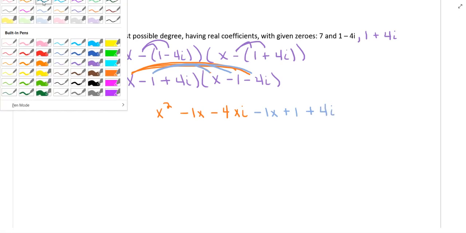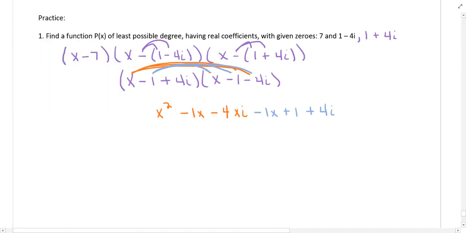Okay, then we will do the 4i. So you've got 4i times x. That's going to give us a positive 4xi. 4i times negative 1, that's going to be a negative 4i. And then 4i times negative 4i will be a negative 16i squared.